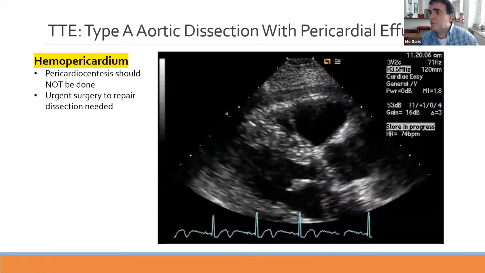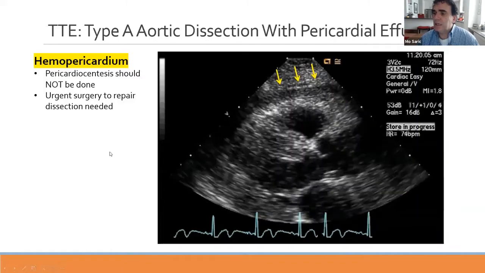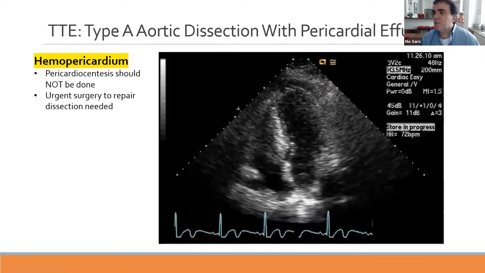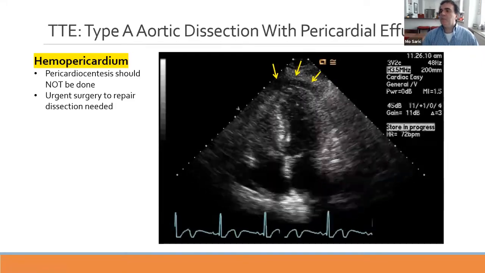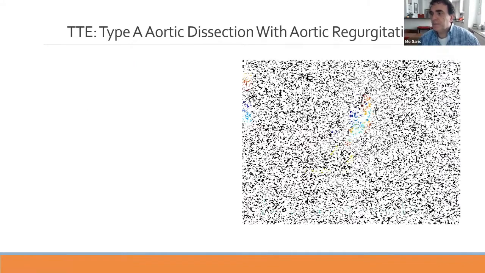Again, this is a zoomed image of a hemopericardium in a patient with a type A aortic dissection. Again, you see it in the apical four-chamber view. There is a hemopericardium in the early stages of its development.